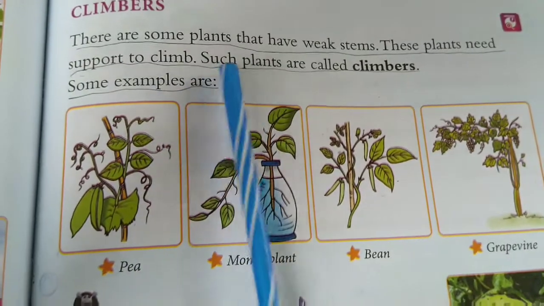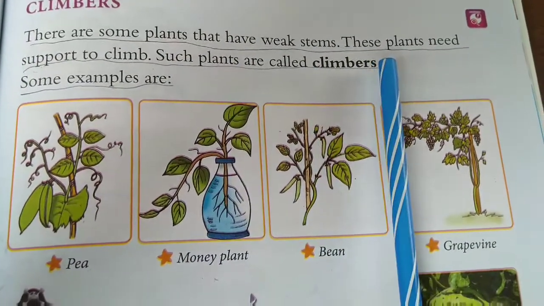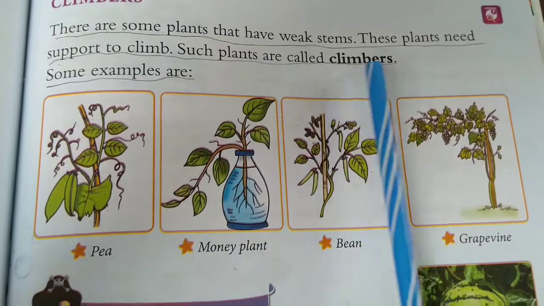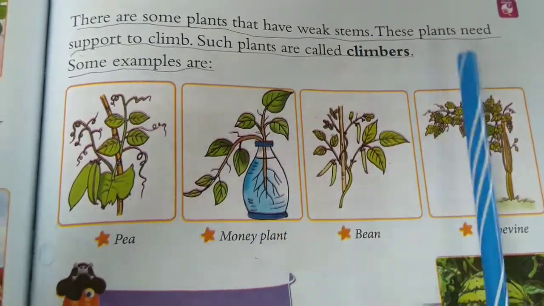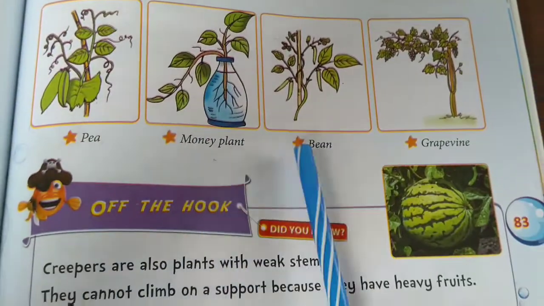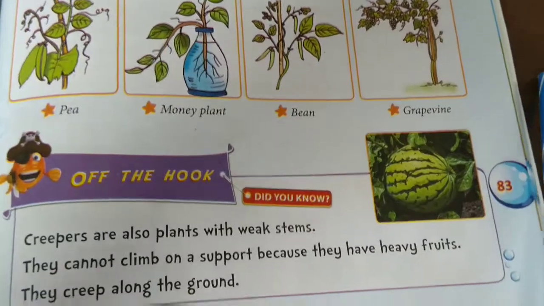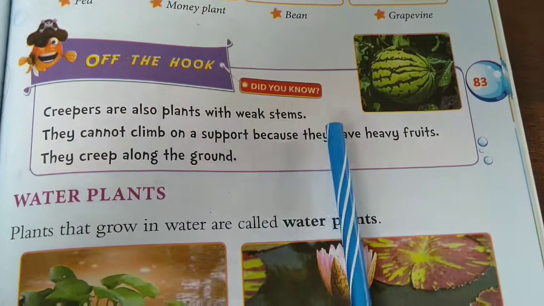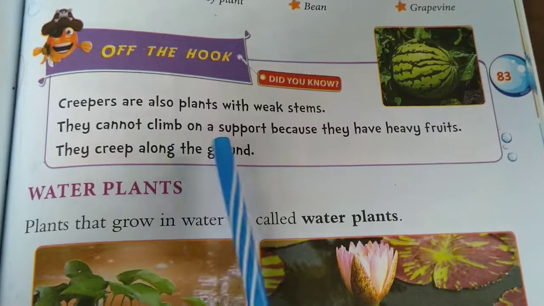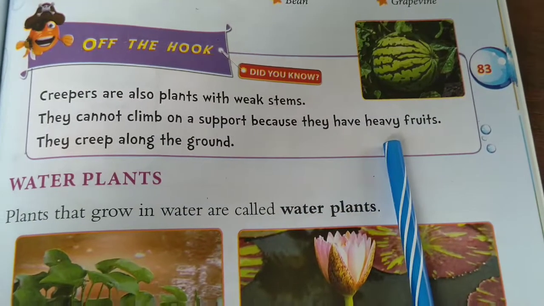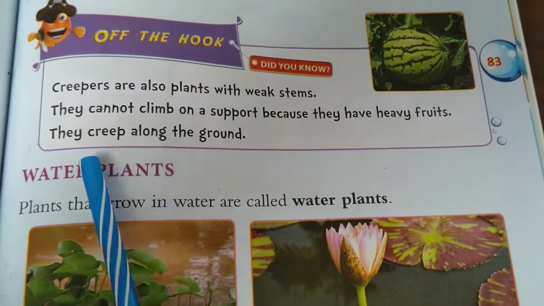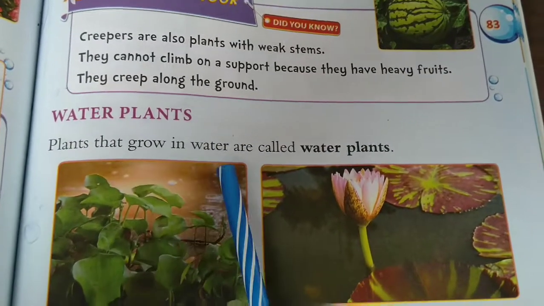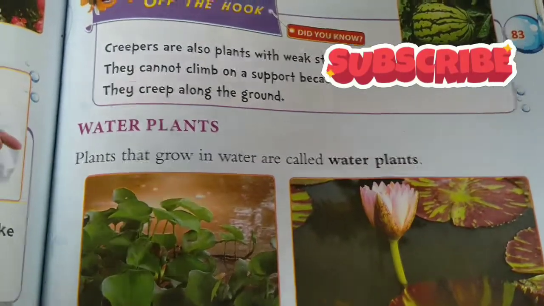Climbers. There are some plants that have weak stems. These plants need support to climb. Such plants are called climbers. Some examples are pea, money plant, bean, grapevine. Off the hook, creepers are also plants with weak stem. They cannot climb on a support because they have heavy fruits. They creep along the ground. Water plants. Plants that grow in water are called water plants.